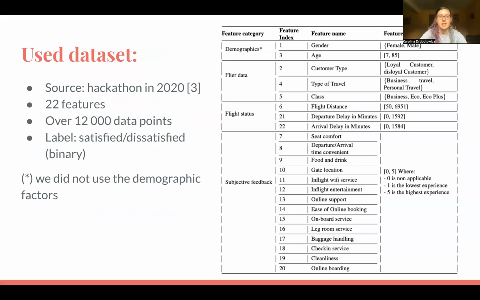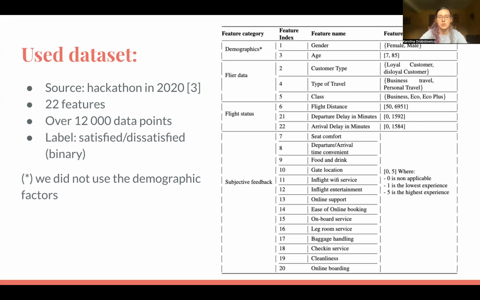For the data, we used the data set from the hackathon in 2020, from the airline that presented incognito and called themselves Investico. The hackathon was a business competition hosted by IIT Rookie in 2020. The dataset contains 22 features and over 12,000 data points. As you can see on the right, there are different features and different feature ranges. And the label is whether the customer was satisfied or dissatisfied, which is a binary label.